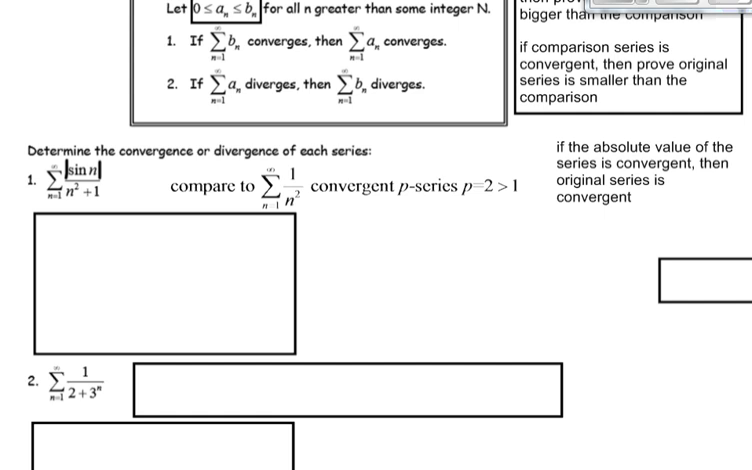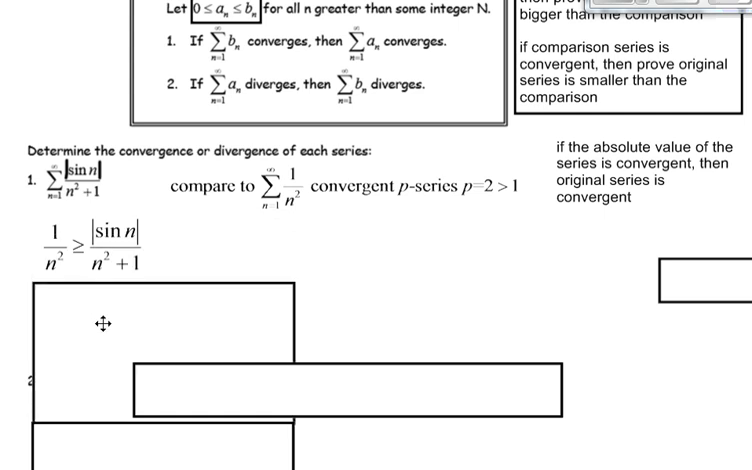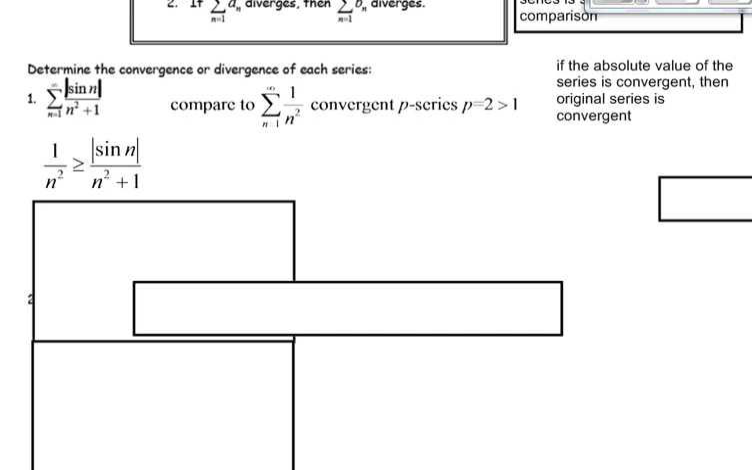Alright, so since this is convergent, then if the comparison series is convergent, I need to prove that the original series is smaller than the comparison. So what I want to prove is that the absolute value of sine n over n squared plus 1 is less than or equal to, it can be equal to as well, 1 over n squared. So I'm going to write this statement here. In this one, I put 1 over n squared is greater than the absolute value of sine n over n squared plus 1, which is fine as well.